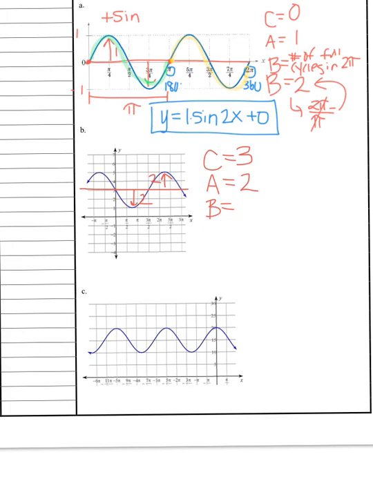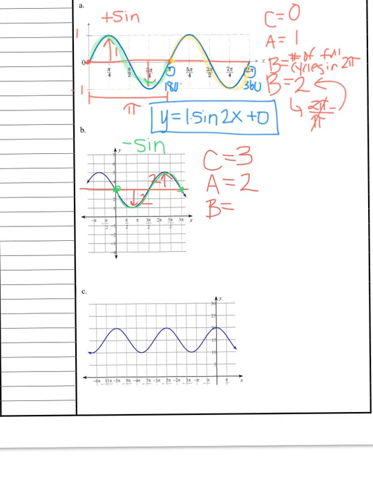Sine or cosine? So we're going to look at the starting point, which is right on the midline. It dips down first and then goes up. So if it's dipping down and then going up and ending back on the midline, it is a negative sine function. So our last value that we need is our period, so b.